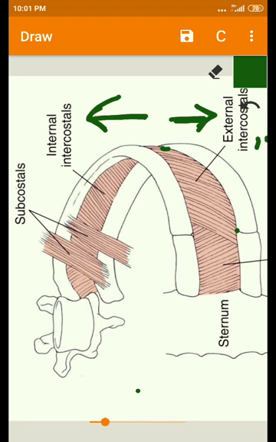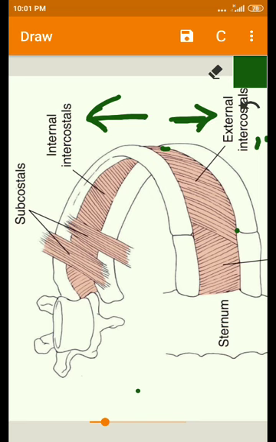Okay, so like that they have finalized some of the points after recent studies. Okay, so this is about the intercostalis muscles. There are some other muscles which help the intercostalis muscles during quiet respiration.